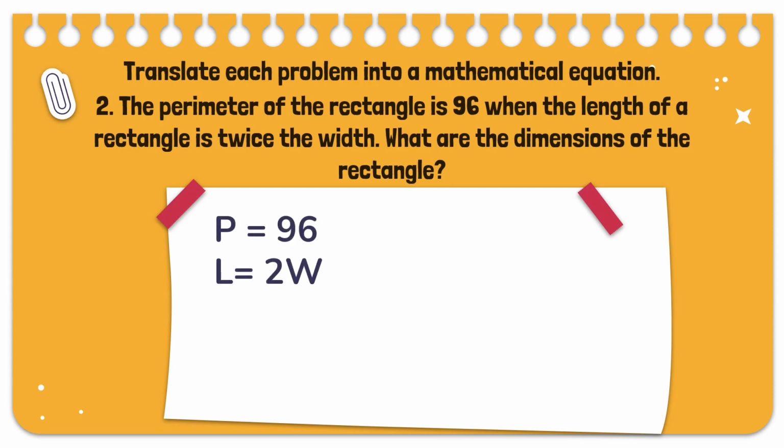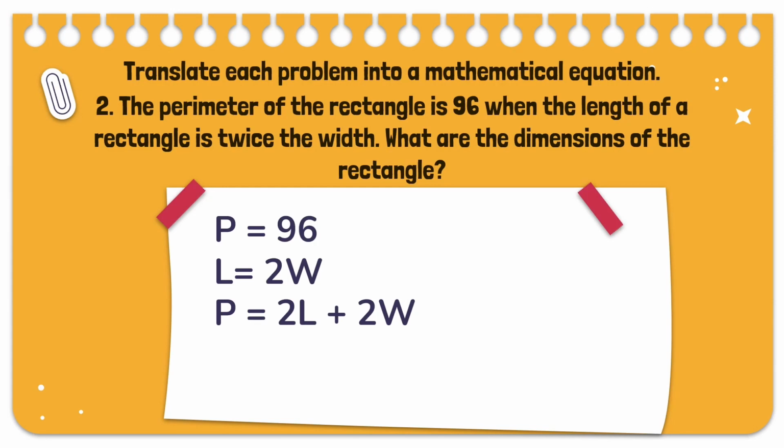P equals 96. Then, the length of a rectangle, gagamit tayo ng L for the length. Ang length daw is twice ng width. Okay, so, if the length is twice the width, what are the dimensions of the rectangle? So, since perimeter ang ating hinahanap, ang formula natin para makuha ang perimeter ng rectangle is P equals 2L plus 2W.